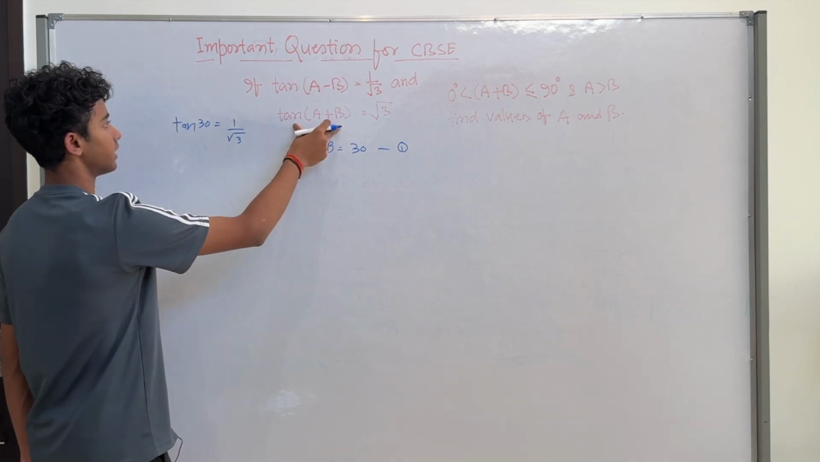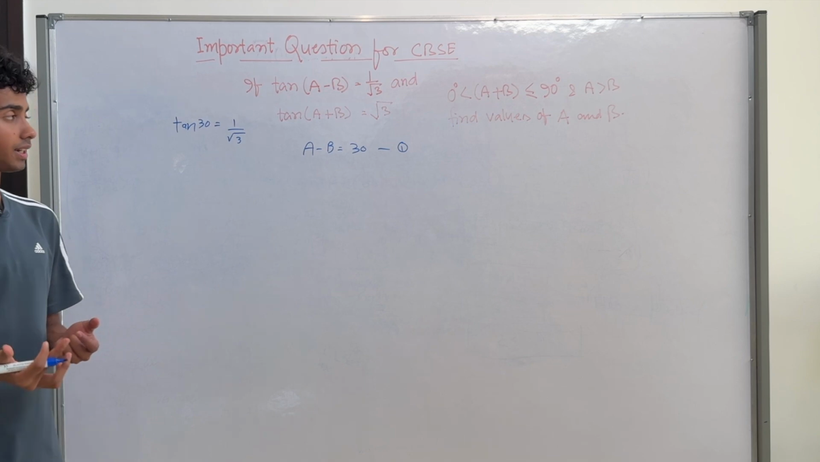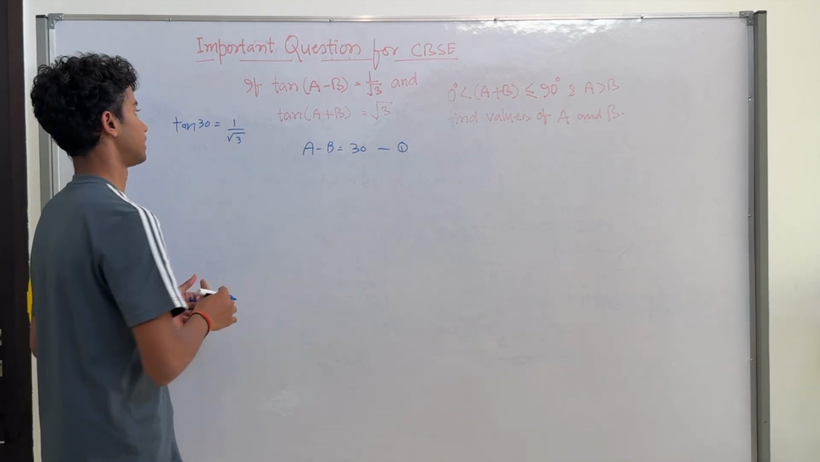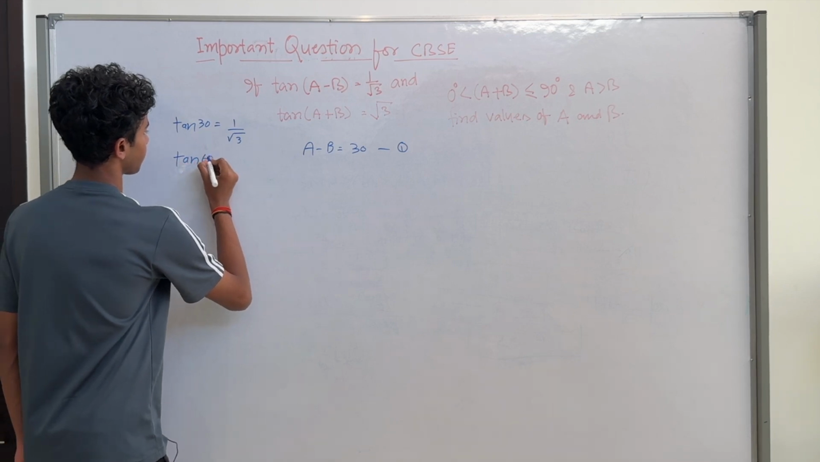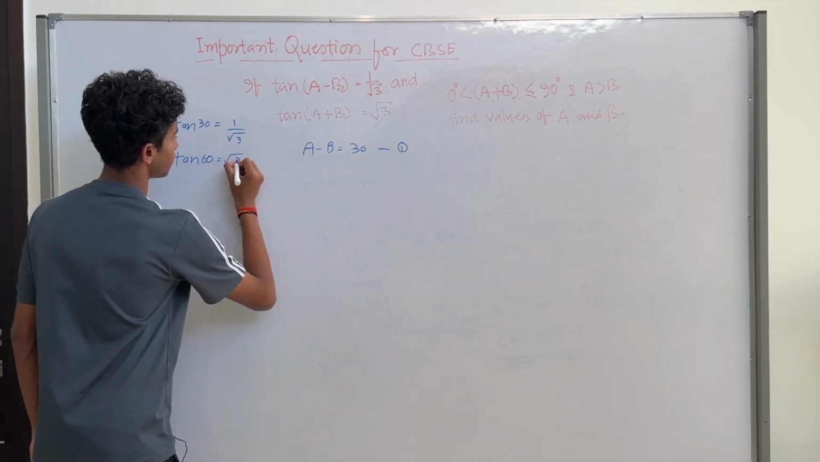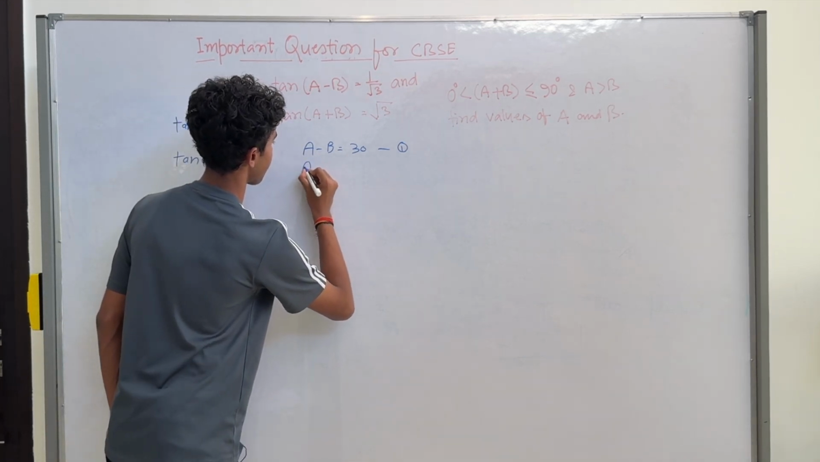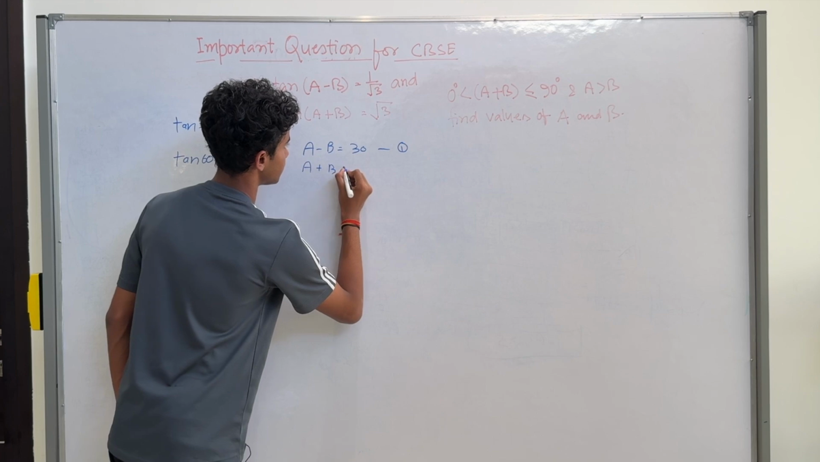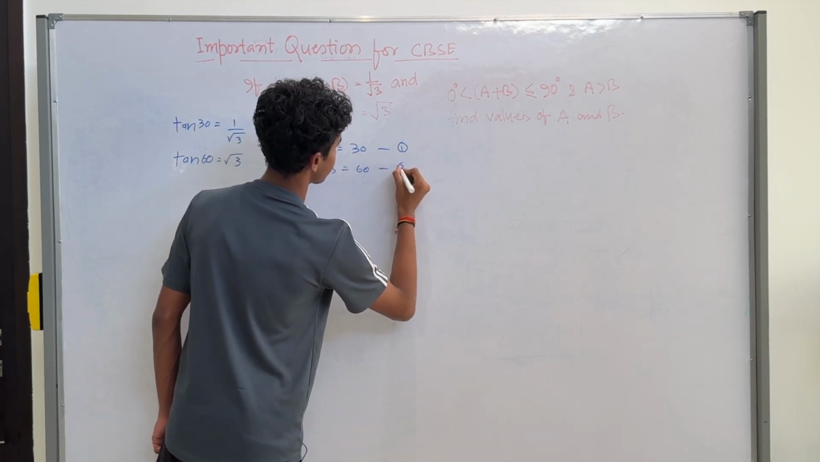The second one, tan(A - B) is equal to root 3. Again, what value do we plug into tan to get root 3? It's 60. So tan 60 is equal to root 3. Same thing, A - B is equal to 60, which is our equation 2.